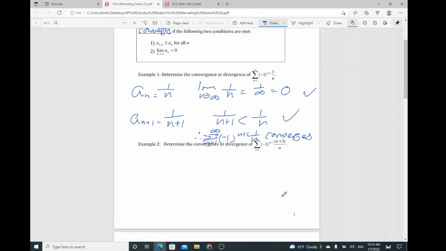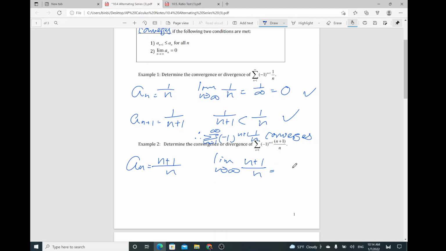Okay, now let's take a look at the other example. Determine the convergence or divergence of the series. First thing that you want to find out is a sub n. We know that it's n plus 1 over n. Another thing that you want to verify here is the limit as n goes to infinity of a sub n, which is n plus 1 over n.